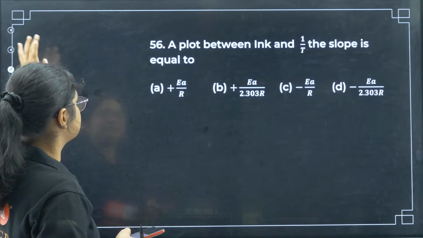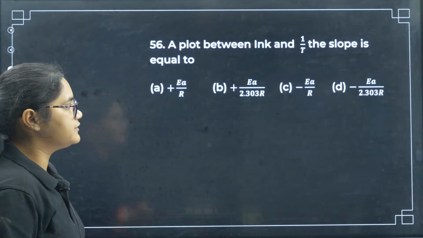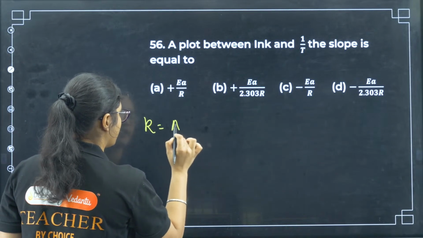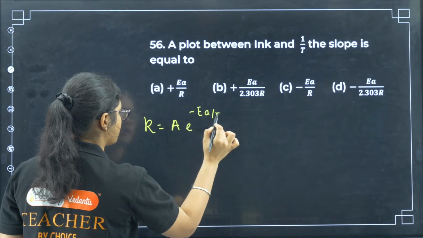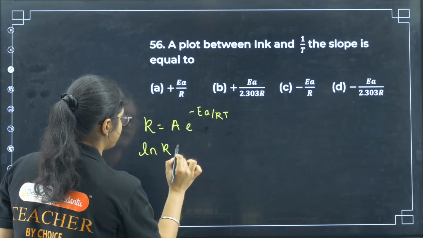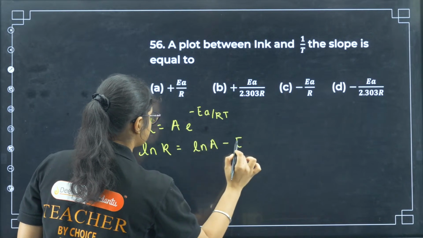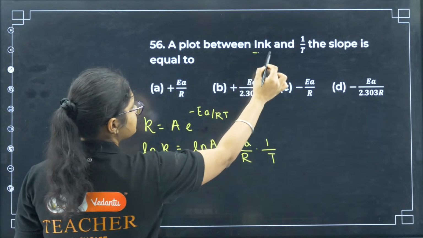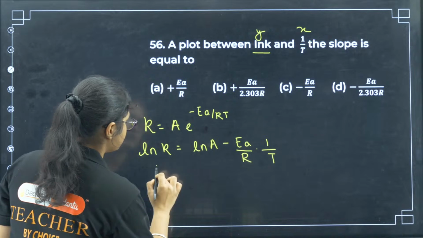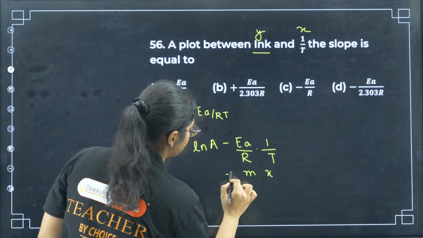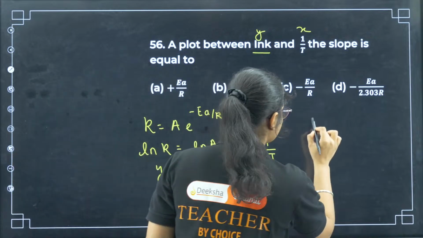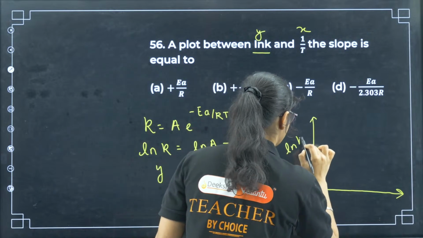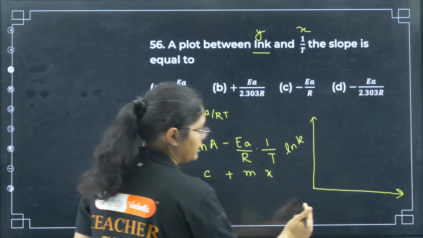Next, a plot between ln K versus 1 by T, the slope is equal to. We have this equation, K is equal to A into e to the power of minus EA by RT. If I write it in terms of ln K, I will get ln A minus EA by R into 1 by T. This is my Y, this is MX and this is C. So what will be the graph here? The graph will be ln K on this side and 1 by T here.